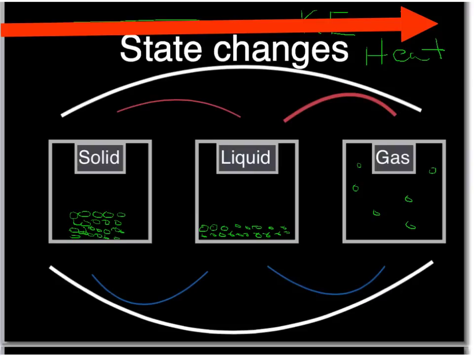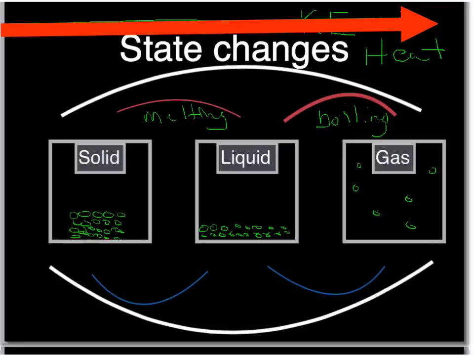So as we add heat, the solid gains kinetic energy, and so those bonds begin to loosen, and solid to liquid, that state change is melting. If we add more heat, more kinetic energy to the liquid, then we go to gas, and that would be boiling or vaporization. So we have a change from the liquid state to the gas. We boil that liquid, and the kinetic energy breaks those bonds and changes it into gas.